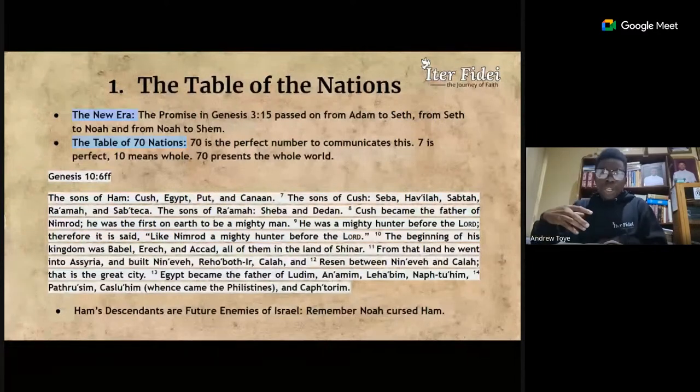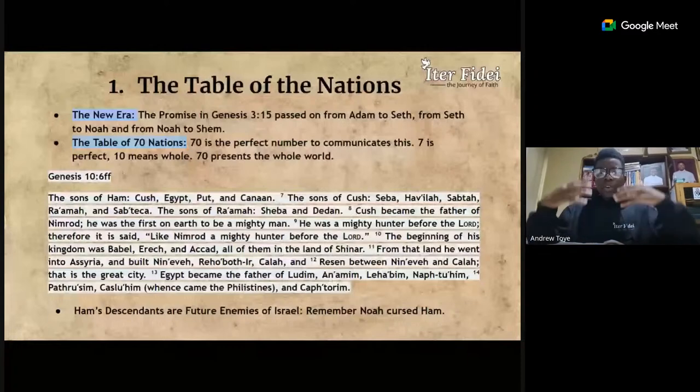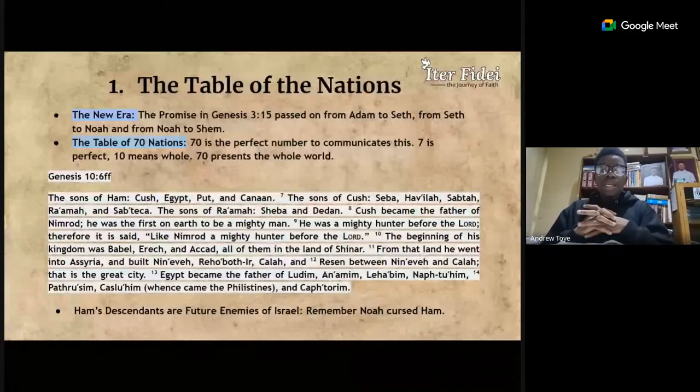They brought forth a new era, which then ended with the flood. Then Noah is chosen, and from him we have this chapter 10, the table. The world is now repopulated by the descendants of Noah, from Noah and his three children. That's what we are seeing in chapter 10.